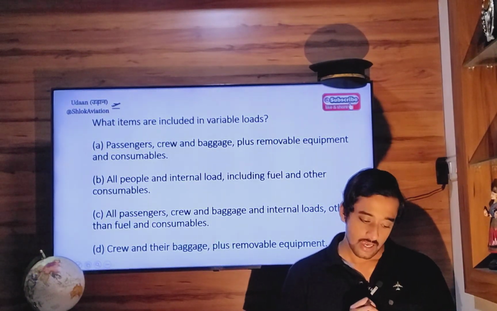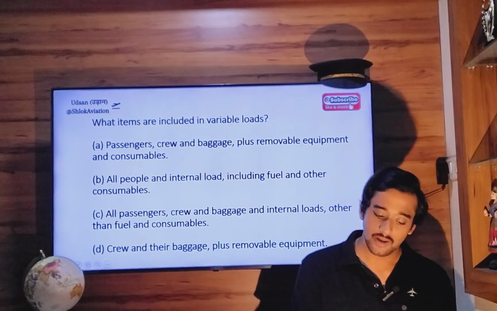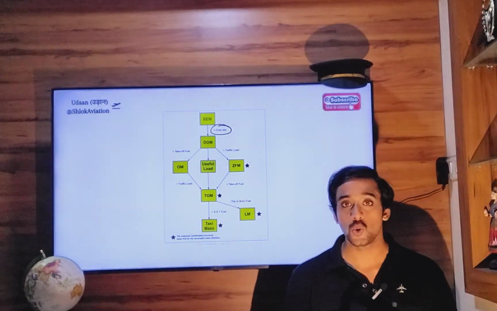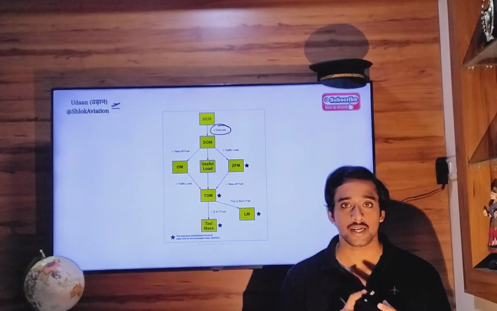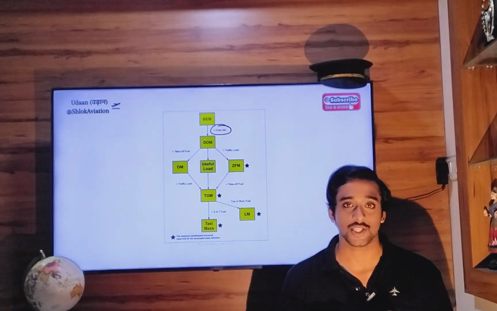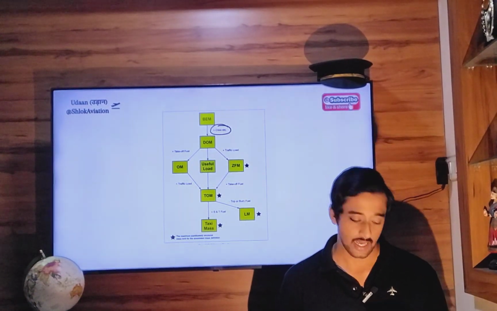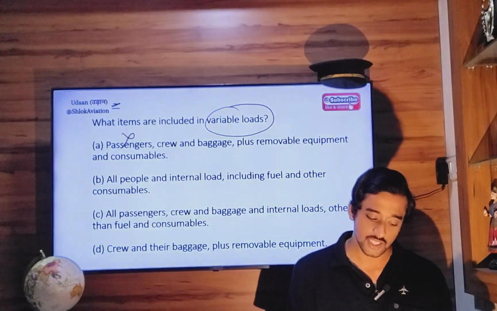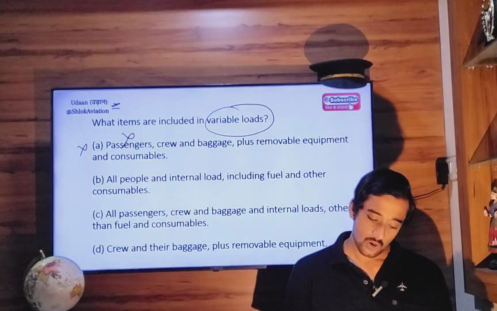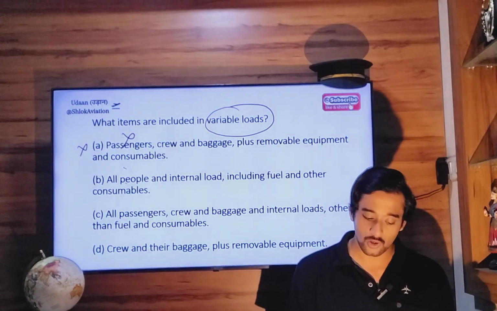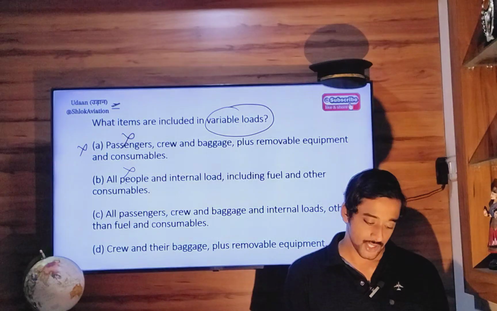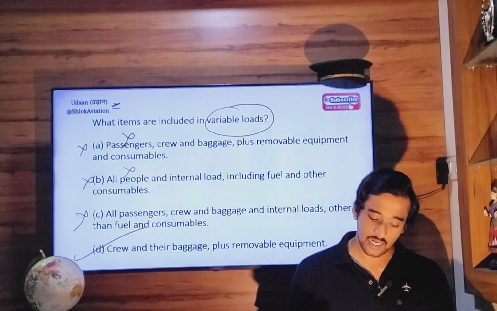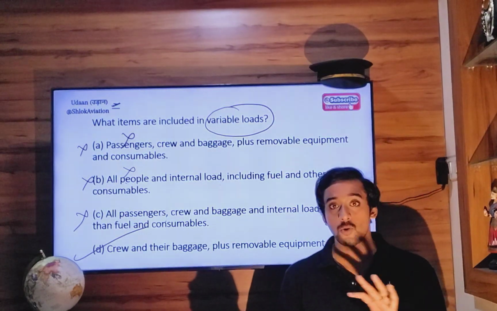What items are included in variable loads? Now, variable loads includes crew, crew baggage, food, water, toilet chemicals, etc. So all optional equipment. Passengers, no, passengers are a part of payload. All people are internal load, no, not all people, just the crew. So Bravo also eliminated. All passengers again eliminated. Delta is the right answer. Crew, crew baggage plus removable equipment.